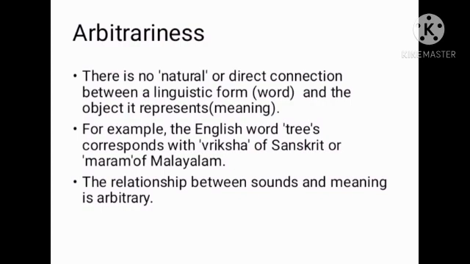Next point, arbitrariness. There is no natural or direct connection between a linguistic form, that means a word, and the object it represents, that means meaning. For example, the English word tree corresponds with vriksha of Sanskrit or maram of Malayalam. There is apparently no natural relationship between the various sounds that are used by these languages and the meaning denoted by them. That is, the relationship between sounds and the meaning is arbitrary. It means it is not based on reason.